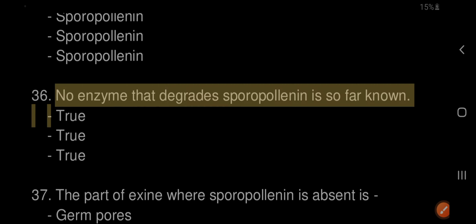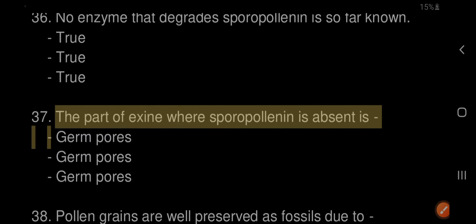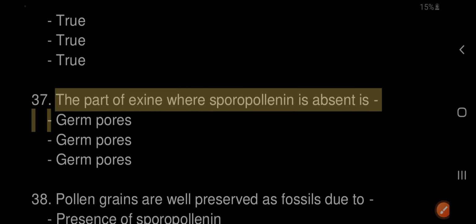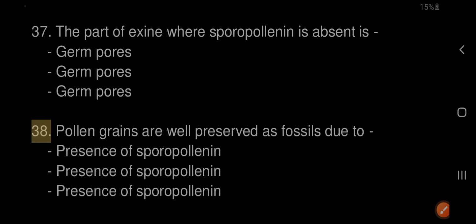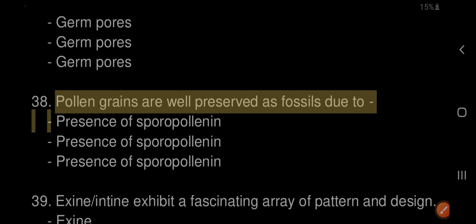37. The part of exine where sporophyllin is absent is dash. Germ pores. 38. Pollen grains are well preserved as fossils due to the presence of sporophyllin.